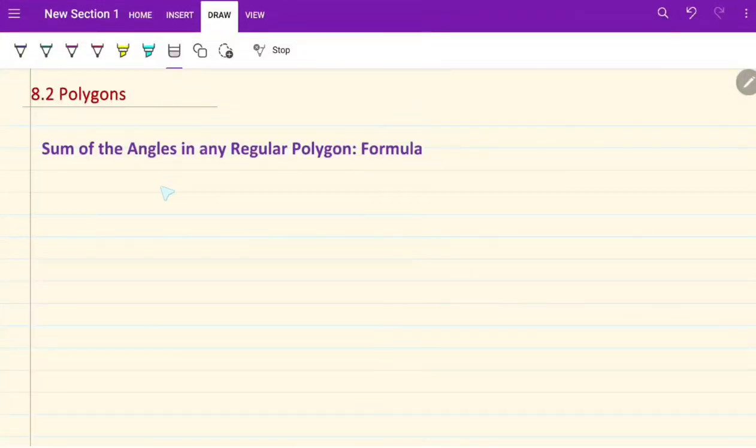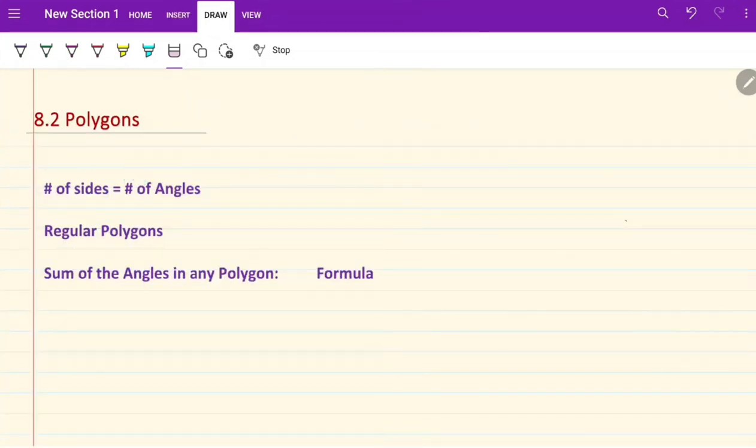Hello everyone. In this video, we will work through some problems related to polygons. We will start with finding the sum of all the angles in a regular polygon, and from there we will go on to discussing similar figures, congruent figures, and how to apply those properties to solve some application problems.